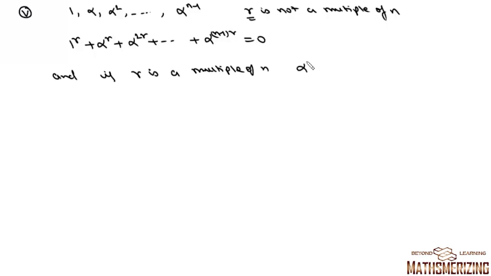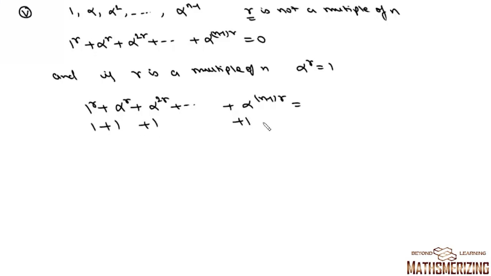Then in that case alpha to the power r will be simply 1. So this series, 1 to the power r plus alpha to the power r, alpha to the power 2r, up to alpha to the power (n minus 1)r, will be 1 plus 1 plus 1 plus 1, n times. Then this value will be simply n. We can prove this result using GP.